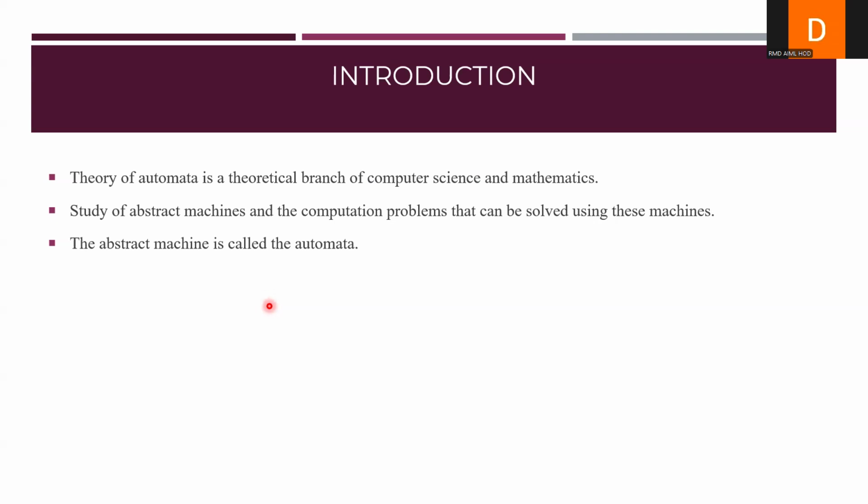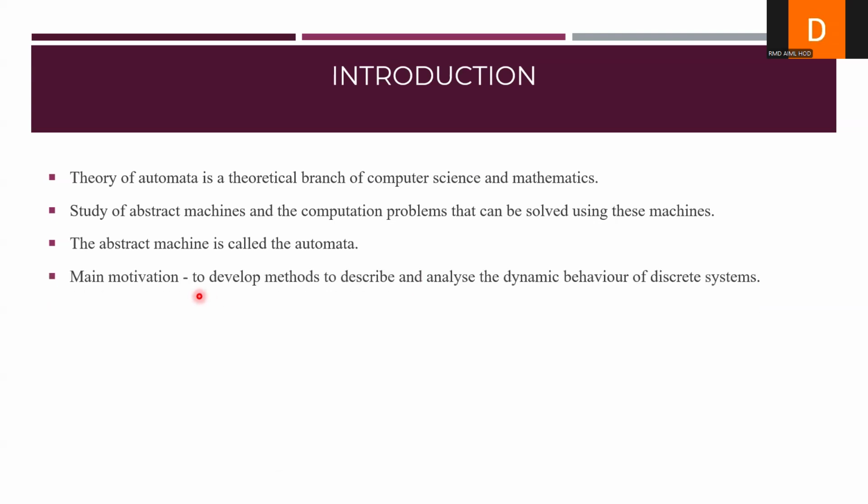Now, what is the main motivation behind this theory of automata? The main motivation is to develop methods to describe and analyze the dynamic behavior of discrete systems. See, when we are designing products, when we want to come up with new designs, we need to see how the system will behave. So these abstract machines or automata will help us to develop methods with which we can design new machines and products. That is the main motivation behind the theory of automata.